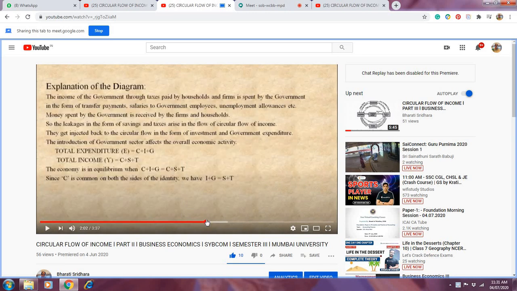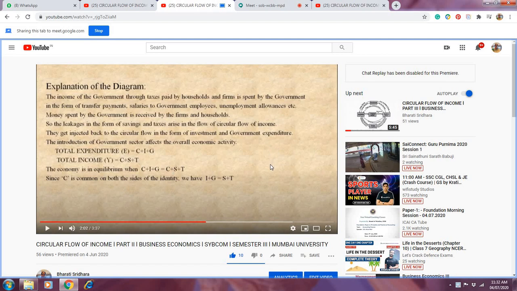The income of the government through taxes paid by household and firms is spent by the government in the form of transfer payment. Transfer payment is nothing but salaries to the government employees, unemployment allowances, then interest, all those things are called transfer payment. And money spent by the government is received by the firms and household. So the leakages are in the form of savings and taxes that arise in the circular flow of income. So here there are two types of leakages, savings and taxes, but they get injected back to the circular flow in the form of investment and government expenditure.